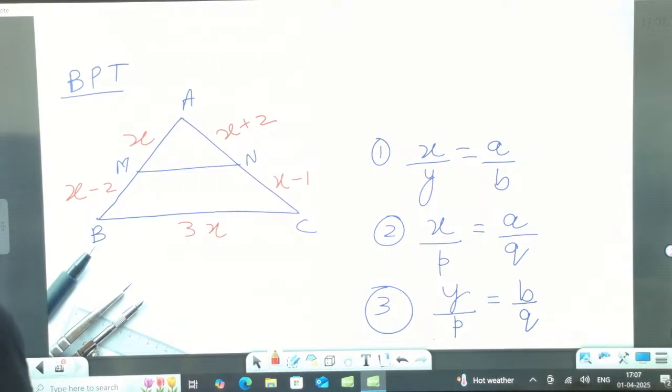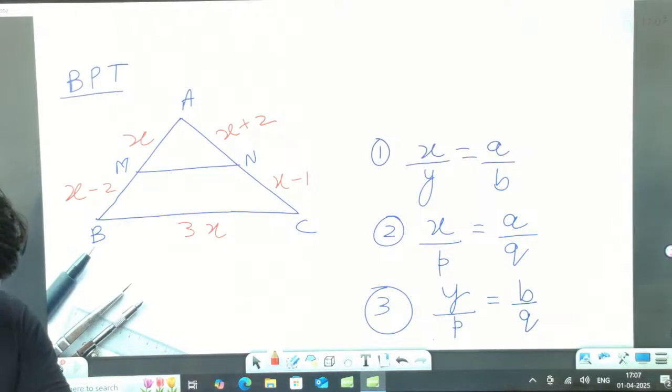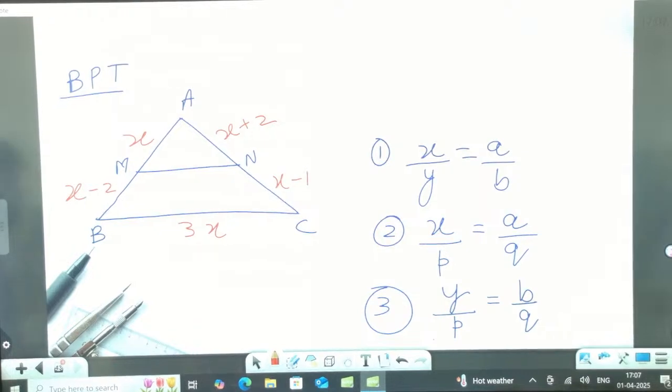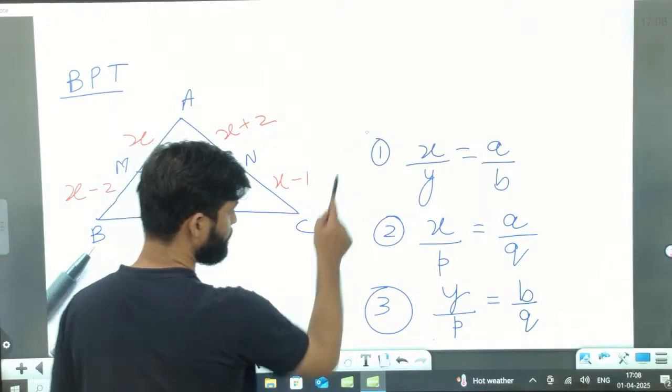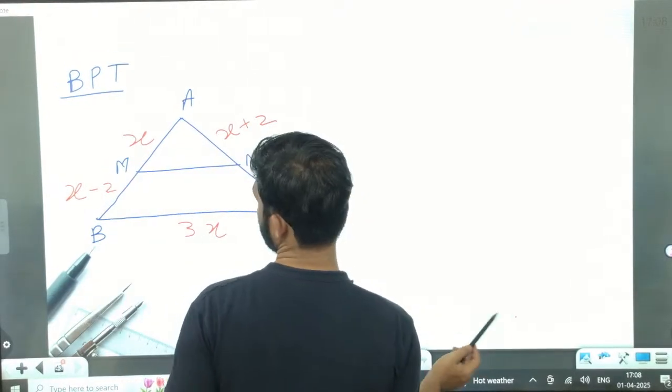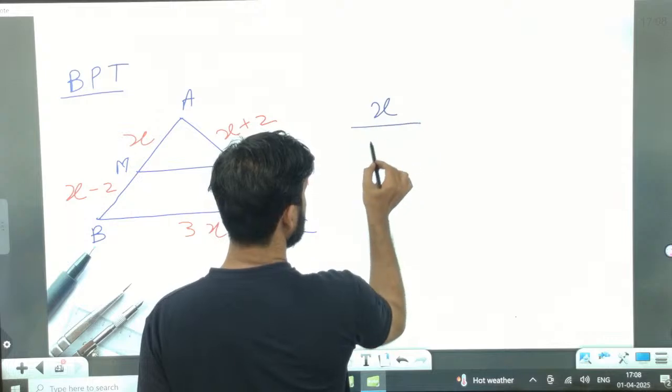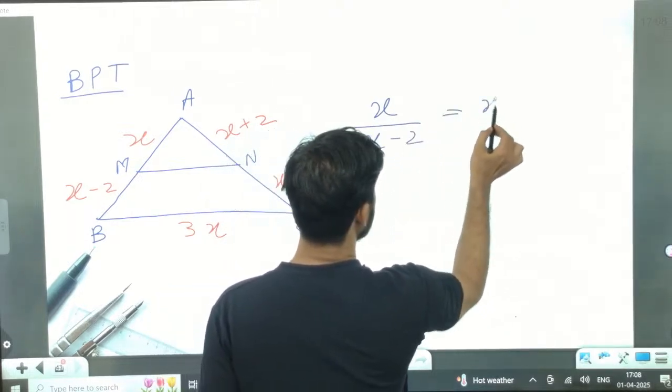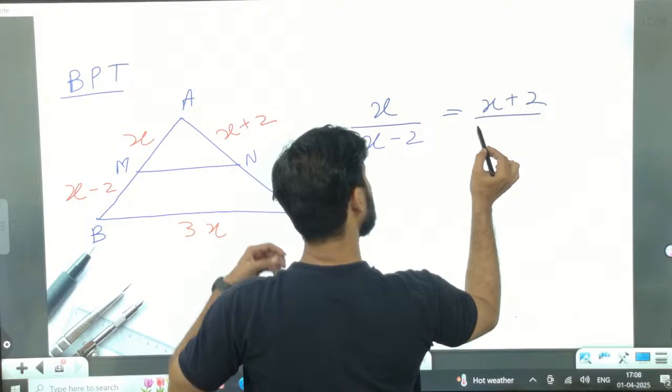Twelve. 12 is the right answer. So in this, MN is parallel to BC, and we have to find out the length of BC. BC length is 3x. Once we get the value of x, we will get the value of BC. And the value of x is 4. How? As we know, we can take x upon x minus 2 equals x plus 2 upon x minus 1.